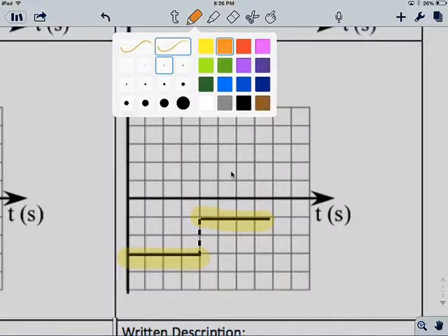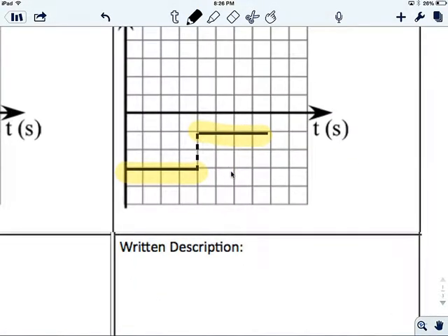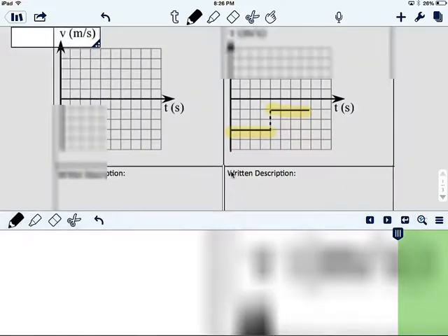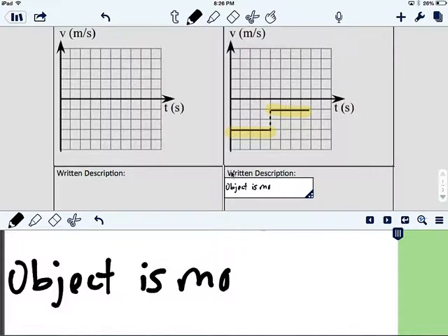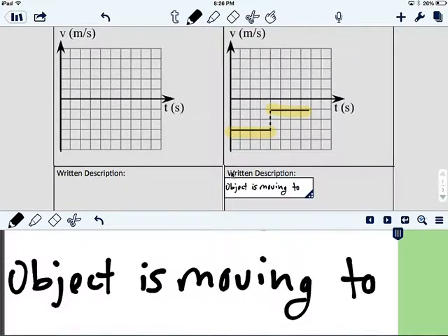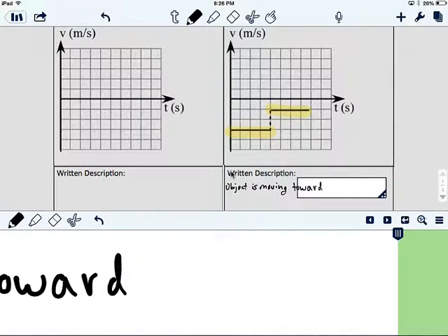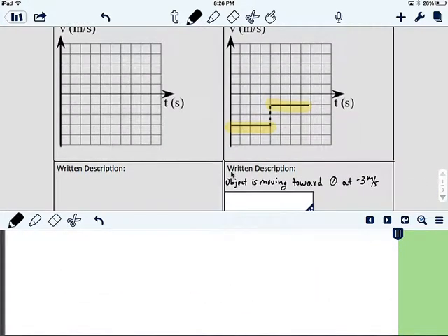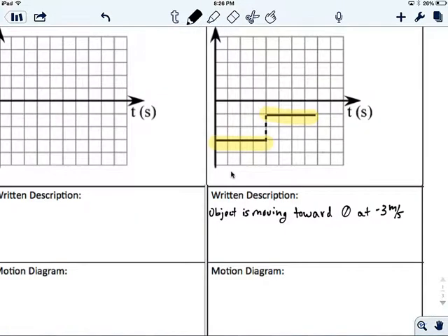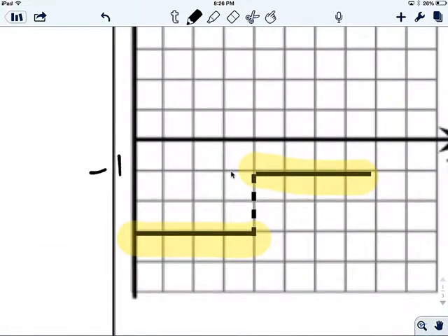So I kind of like to do this, guys. Let's go ahead and write our verbal description first. So right away, I know the object is moving toward zero at -3 meters per second. Let's talk about how I know that. I look up here and I see that, and I know it's not labeled. That's okay. I'm just going to call it -3. So it's moving towards zero at -3 meters per second.